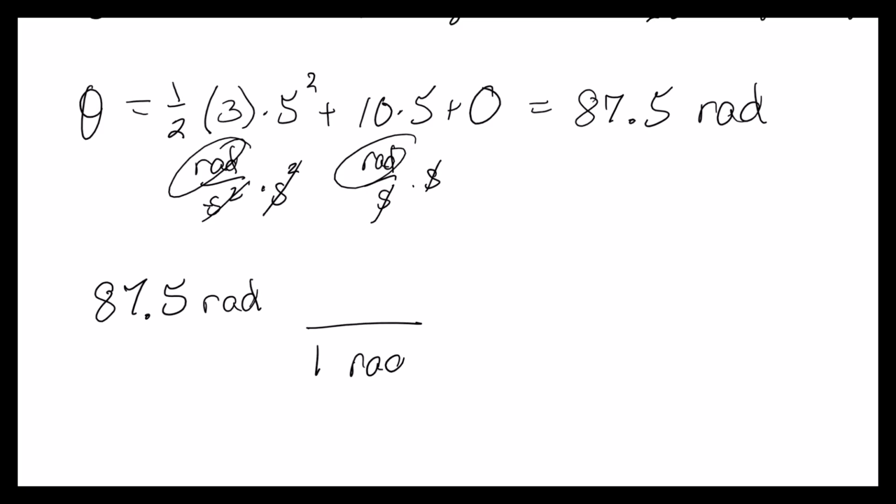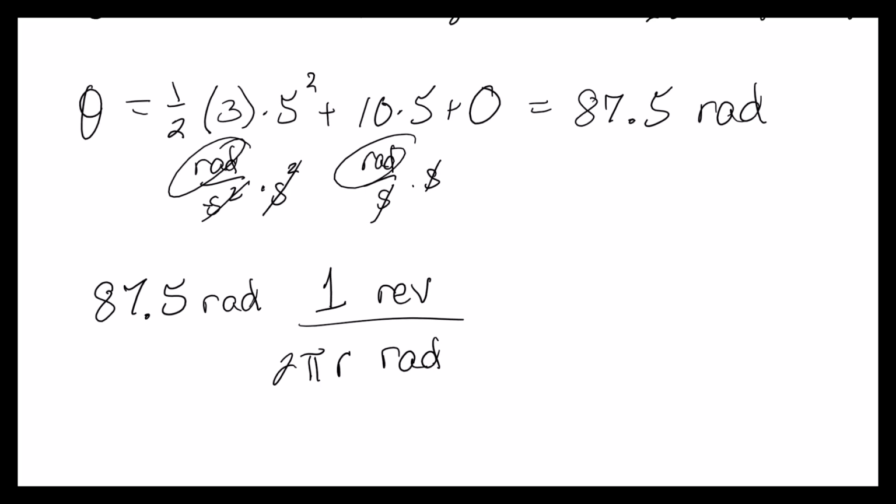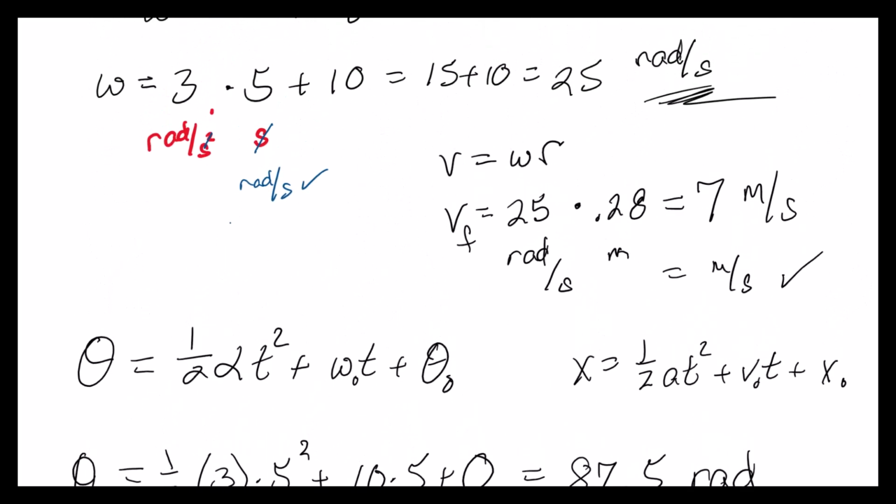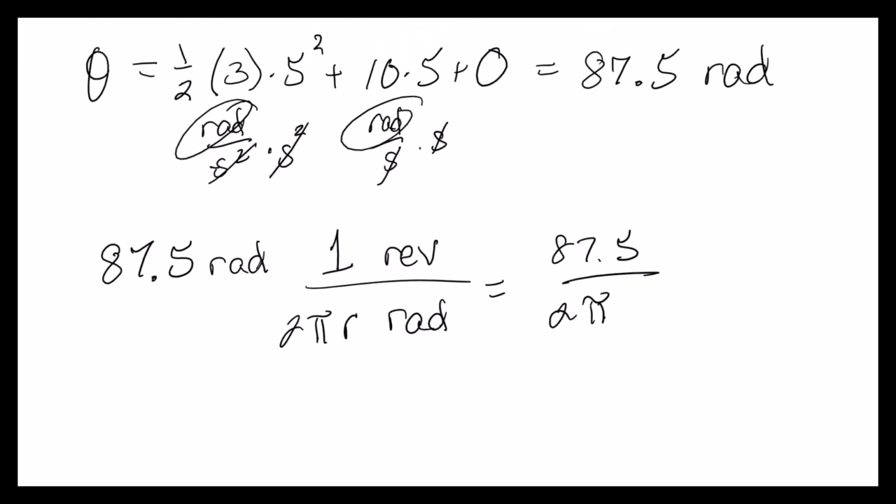So if I actually cared how many revolutions it went through, I can say 87.5 radians, and 2 pi radians is 360 degrees. It's 1 revolution. There we go, that's where I'm going. I'm going radians to revolutions. There's 2 pi radians in 1 revolution. So 87.5 divided by 2 pi, and then the r that I was given was 0.28.